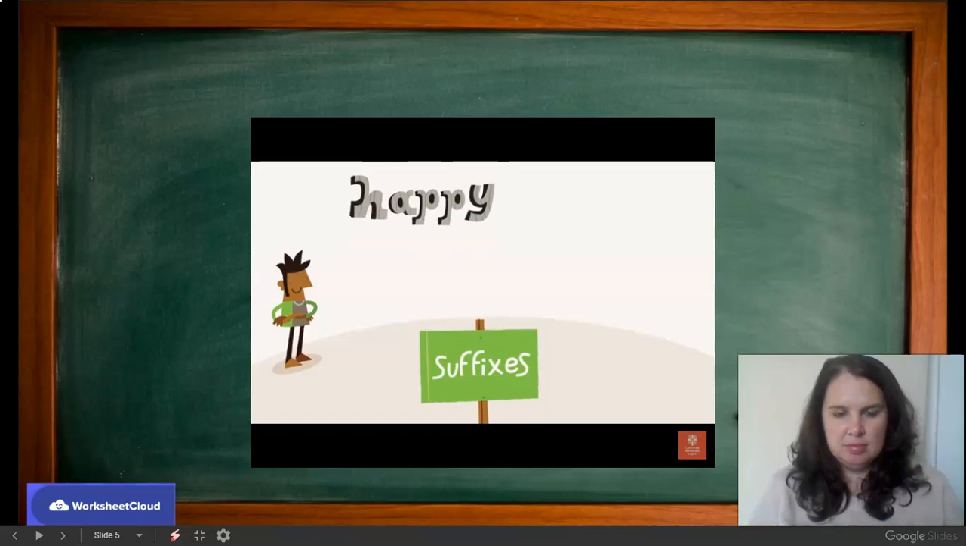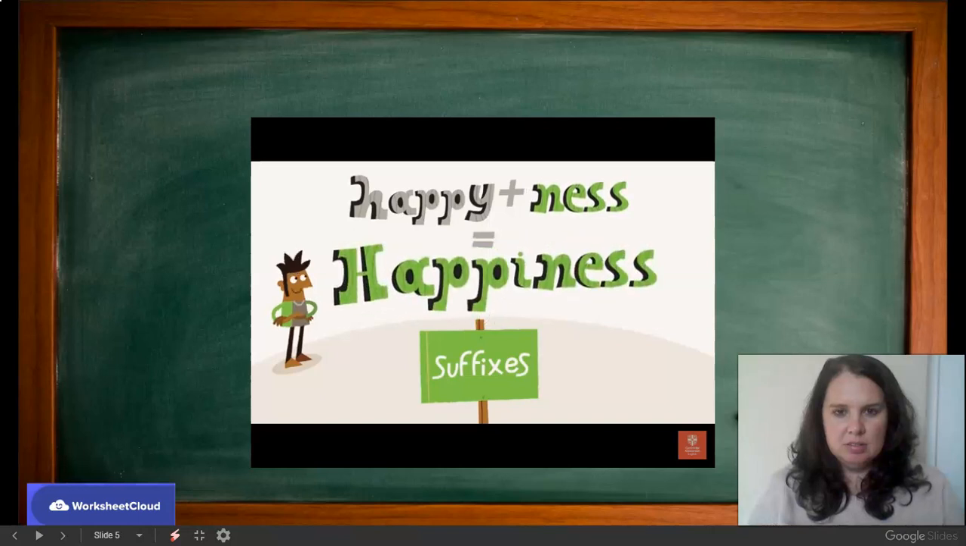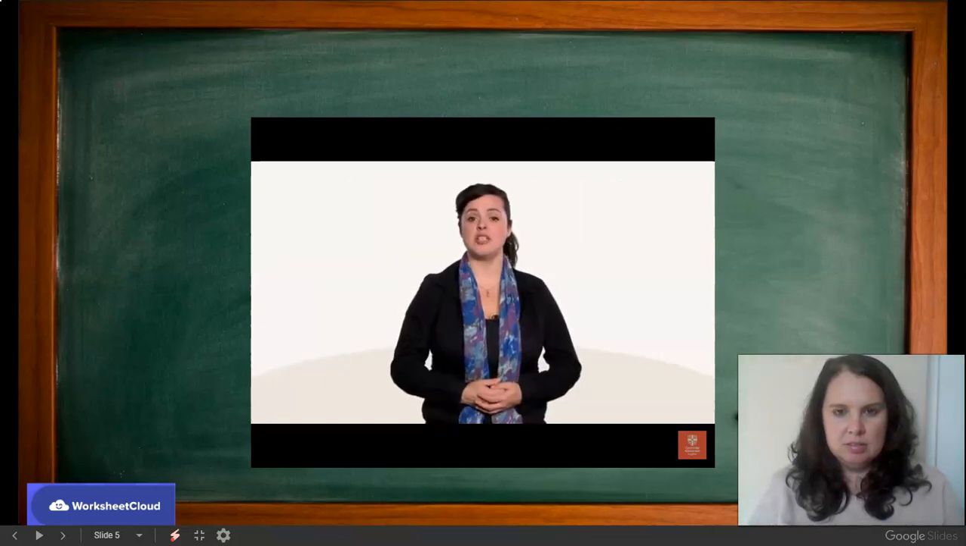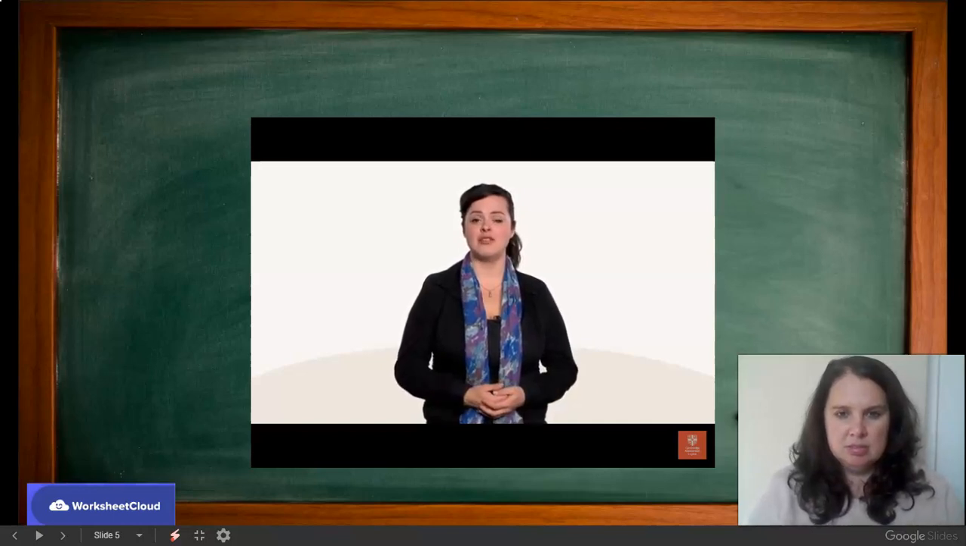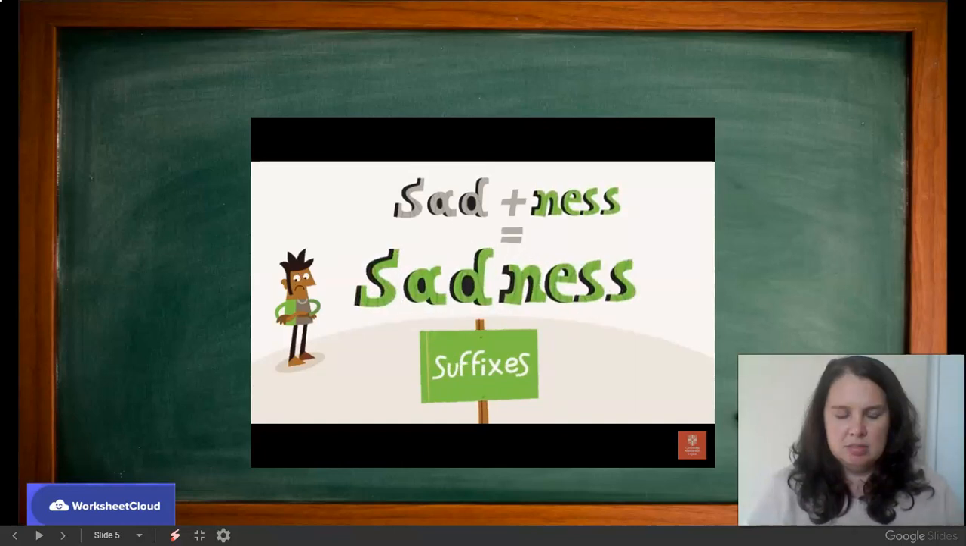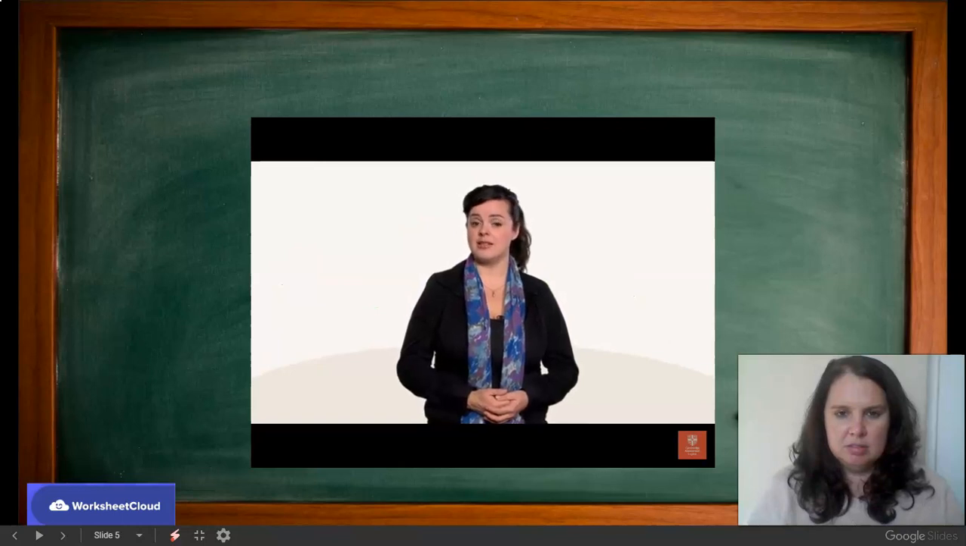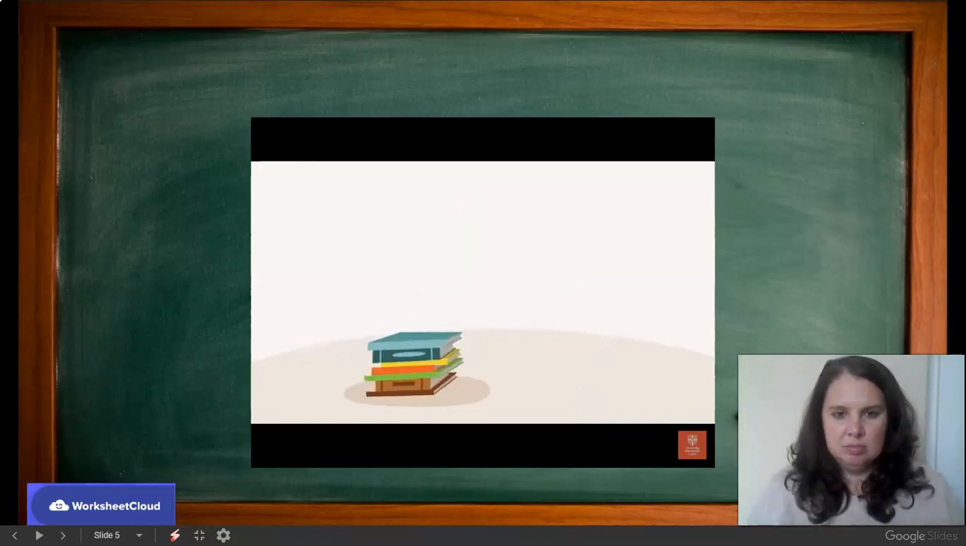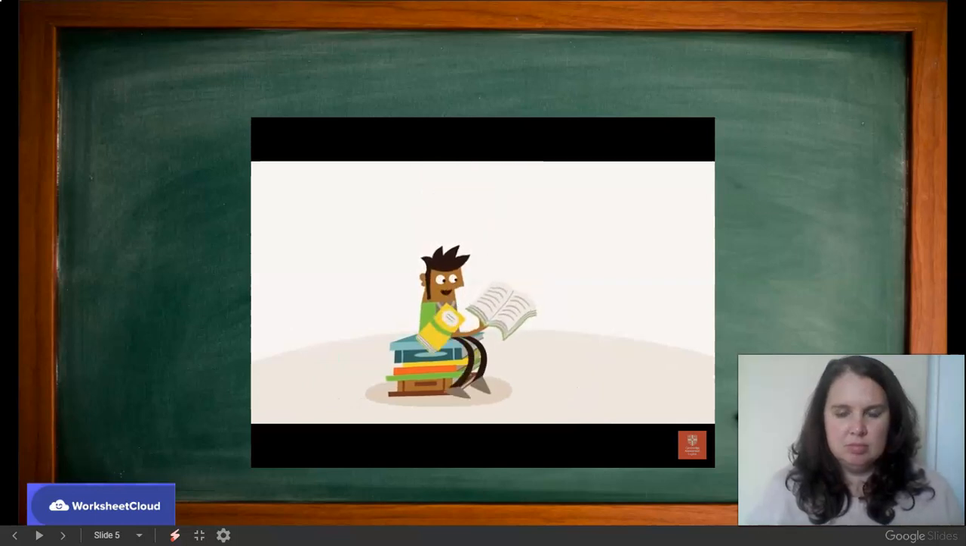Now let's look at some suffixes. Happy is an adjective. How can we make it into a noun? Simple. Just add the suffix ness. Happy plus ness equals happiness. Here are two more adjectives to express feelings, sad and tired. To make the noun, you just add the same suffix. Have a look. Sad plus ness equals sadness. Tired plus ness equals tiredness.